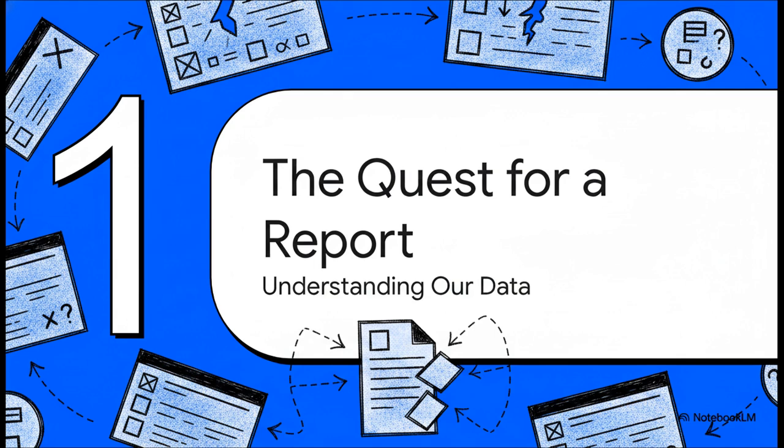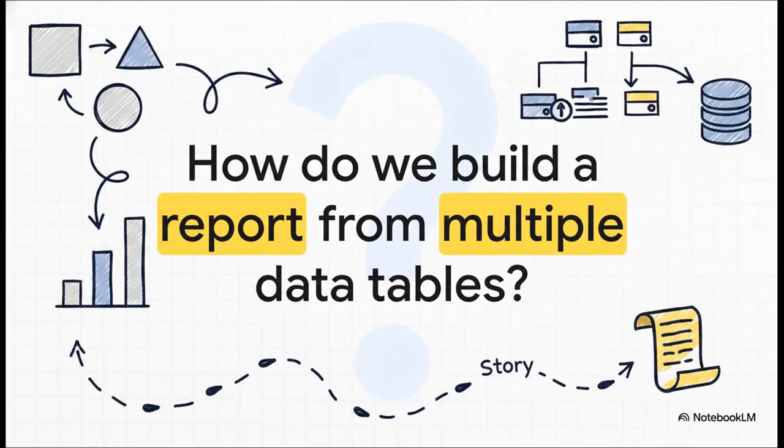All right, section 1. Understanding our data. Look, the first and most important rule of data analysis is this. Data is rarely perfect. It's almost never sitting there for you in one convenient file. Nope, it's scattered all over the place, across multiple tables, and even worse, it's often full of gaps. So this is really the central challenge for any data analyst, right? How do we take all these scattered pieces and connect them to build one single coherent report?